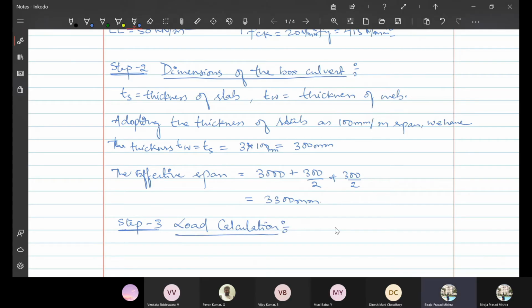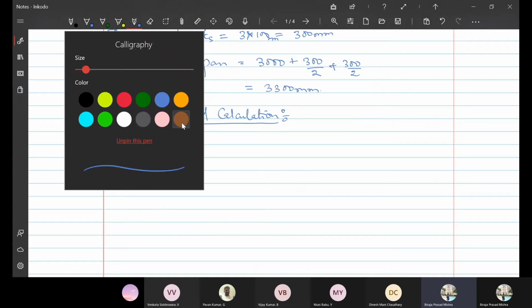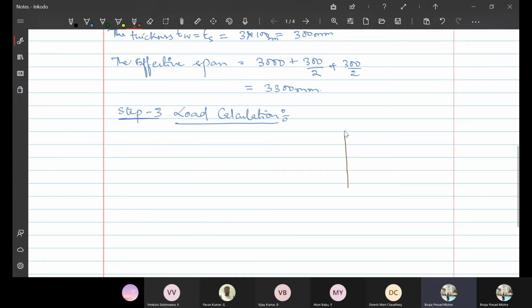Okay. Now, as I told you earlier in the classes, let us say I'm using this color. Let us say this is the box culvert. For example, this is the box culvert. I beg your pardon again, because my handwriting and drawing are not up to the mark, so I hope you please bear with that. So here you see now what are the loads coming to this structure.